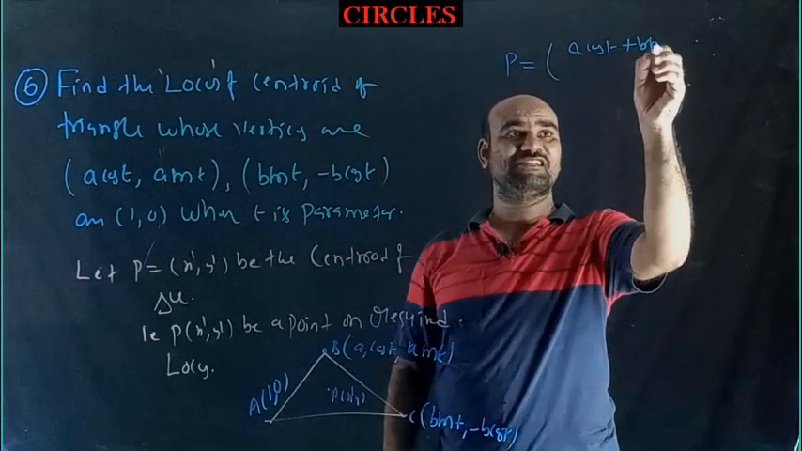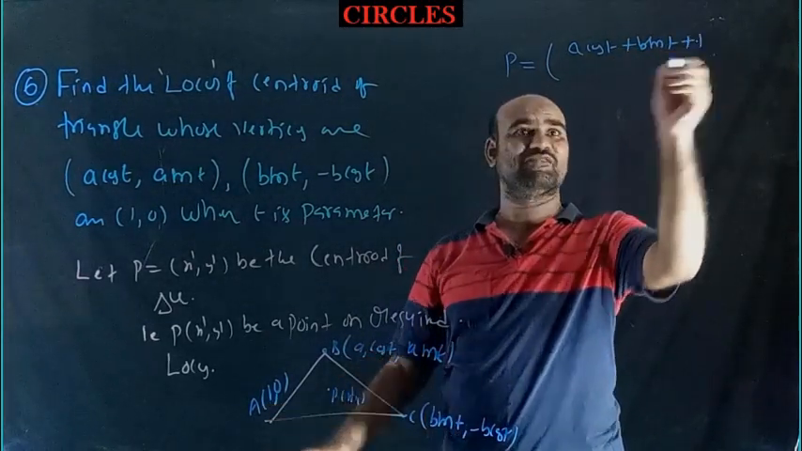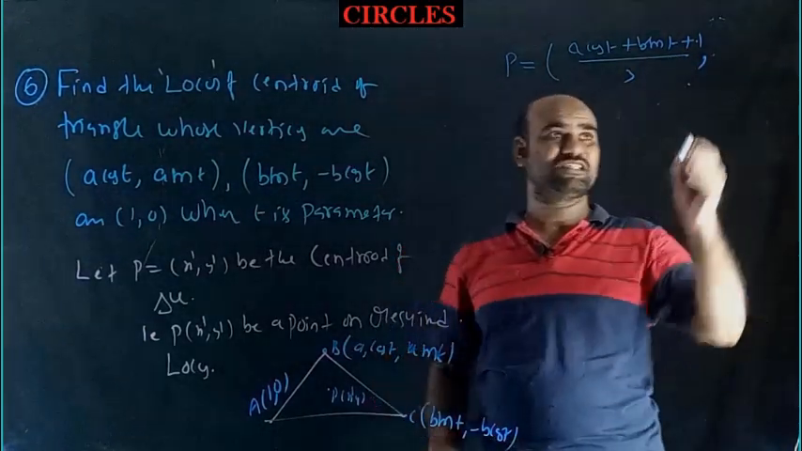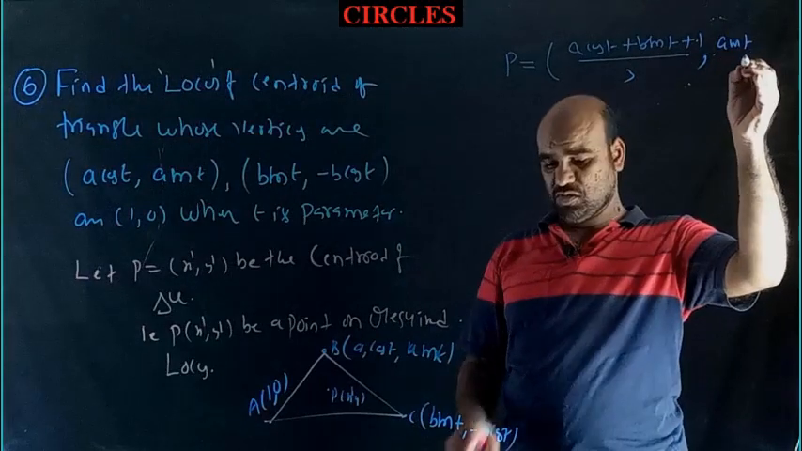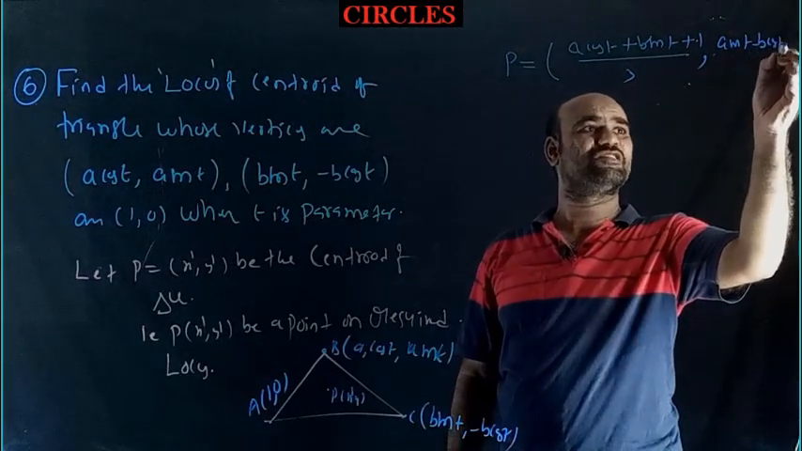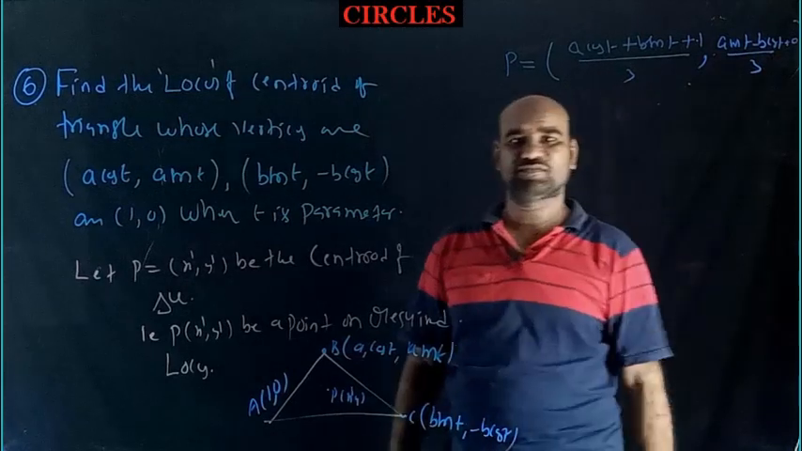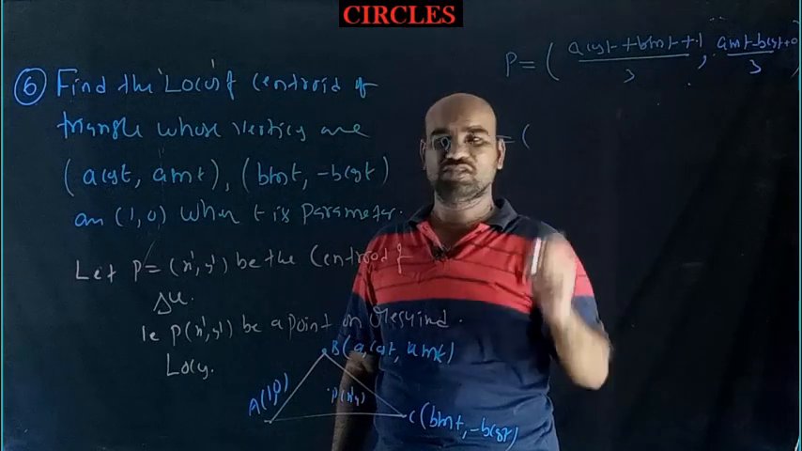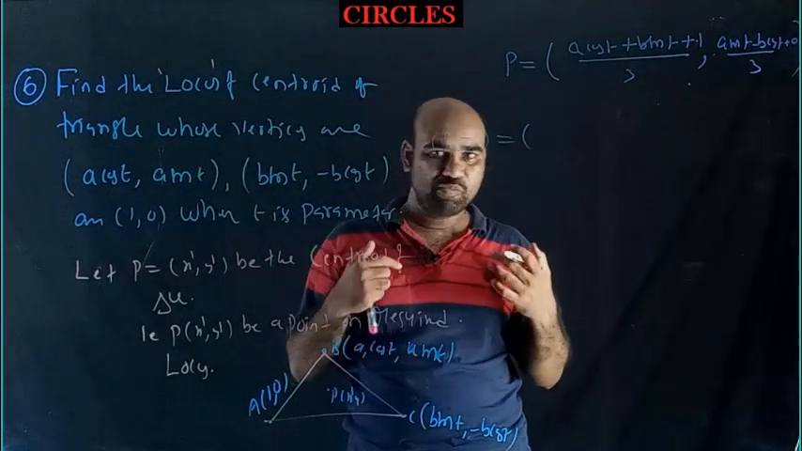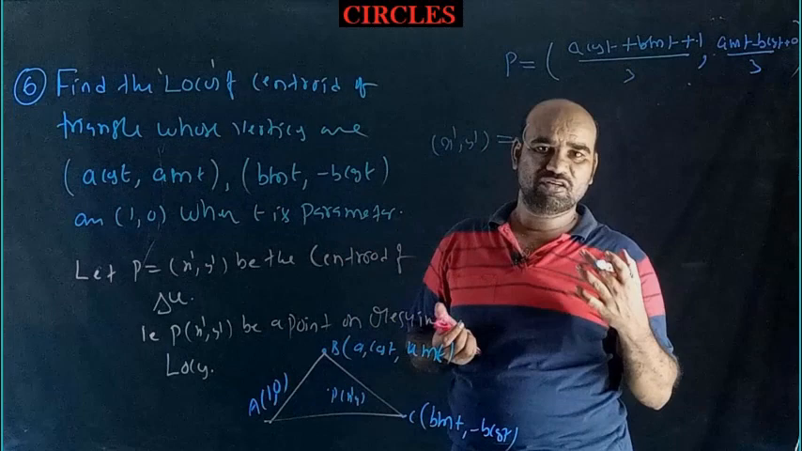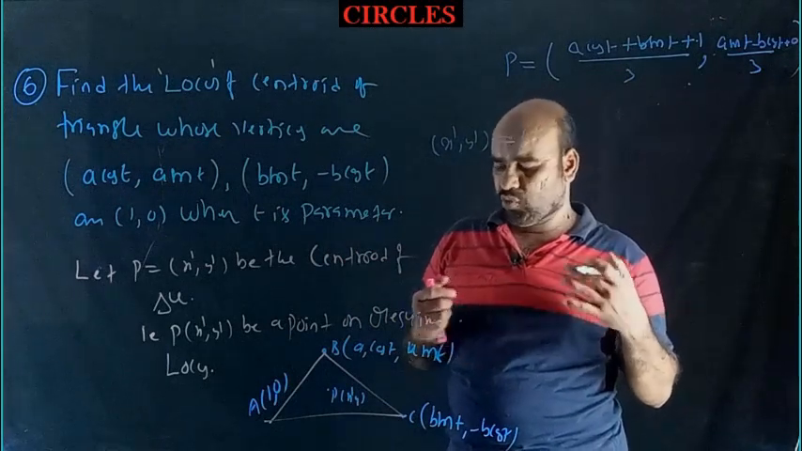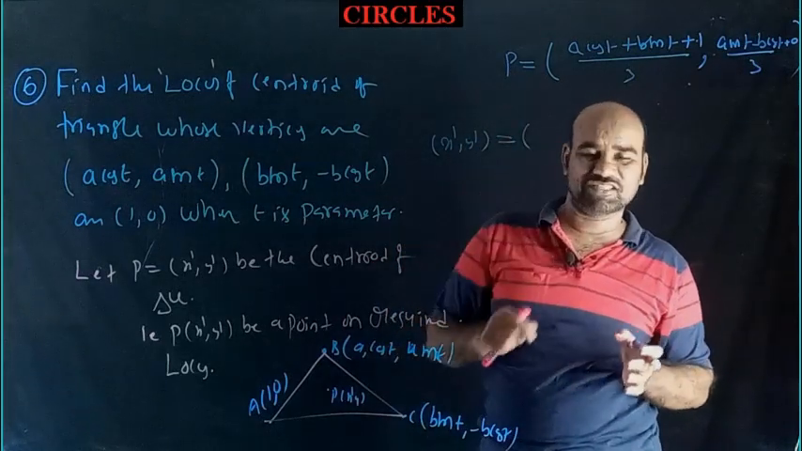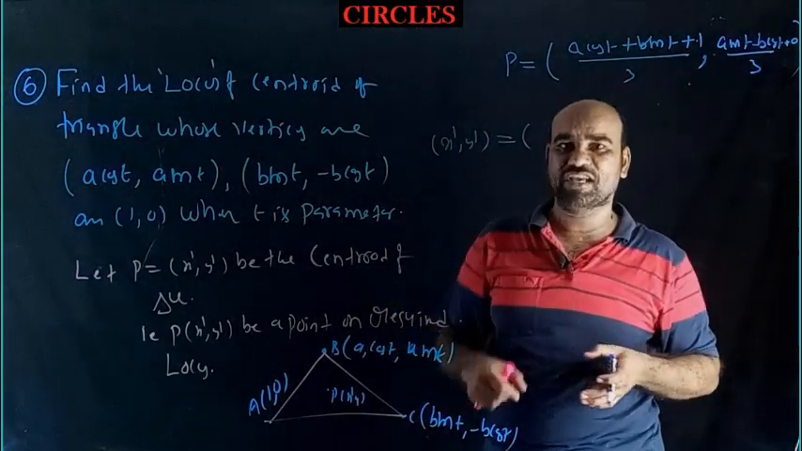plus b sin t plus 1, by 3, comma a sin t minus b cos t plus 0, by 3. Already P means (x', y'). So (x', y') is equal to this. Actually, are you people following? So what is my plan? I want to make a relation between x' and y'. I want to create a relation in x' and y'. That is the required locus.